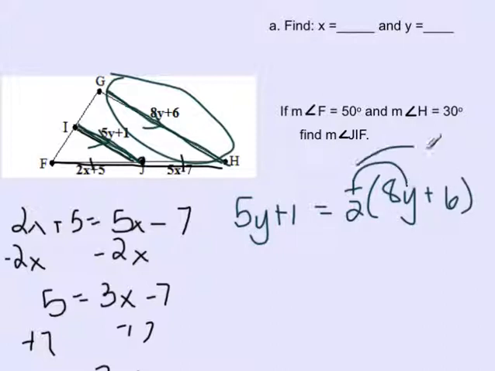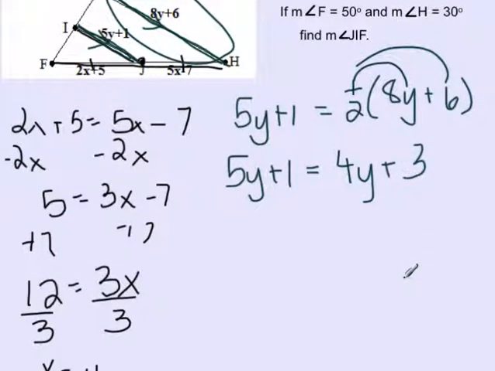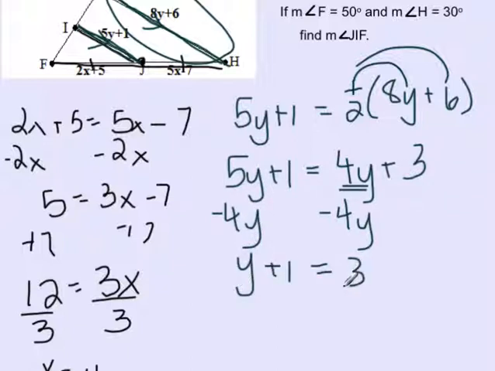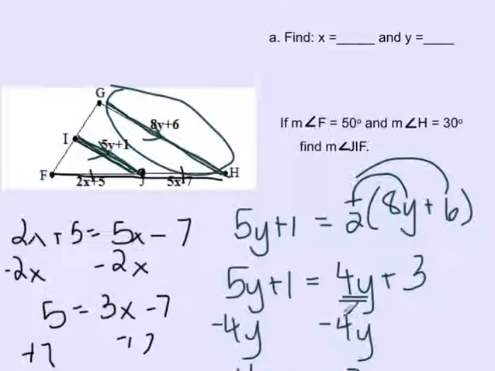So first thing I'm going to do is distribute in that 1/2. So 5y plus 1 is equal to 1/2 times 8y, which is 4y, 1/2 times 6, which is 3. Now I need to get my y's on the same side. Since this is a positive 4y, I'm going to subtract 4y from both sides. Then I get y plus 1 is equal to 3. Subtract 1 from both sides, and I get that y is equal to 2. So here we get x is equal to 4 and y is equal to 2.